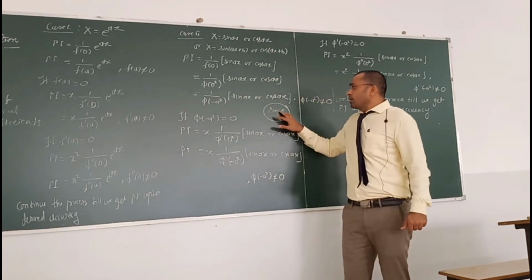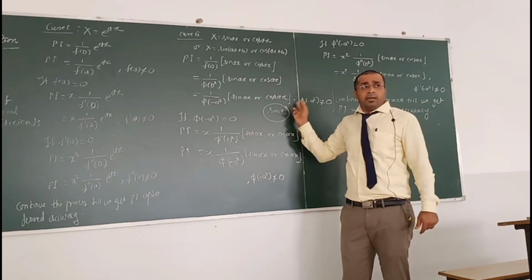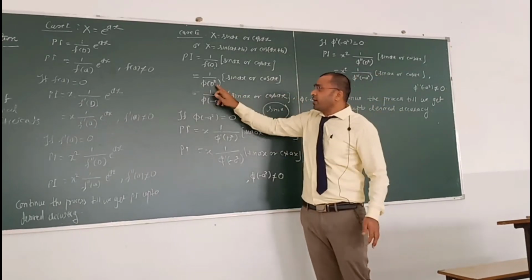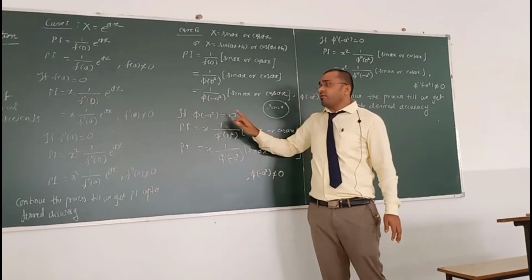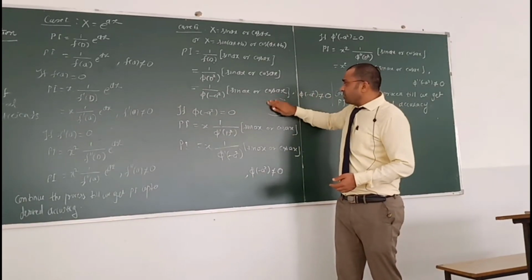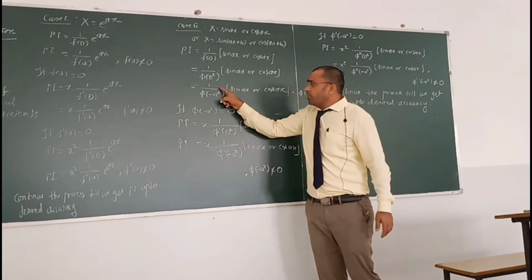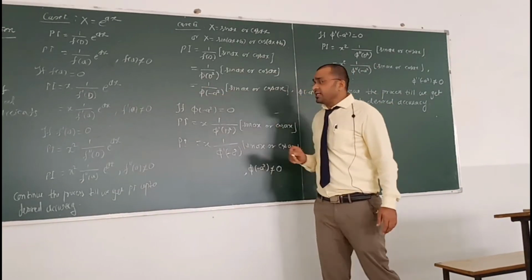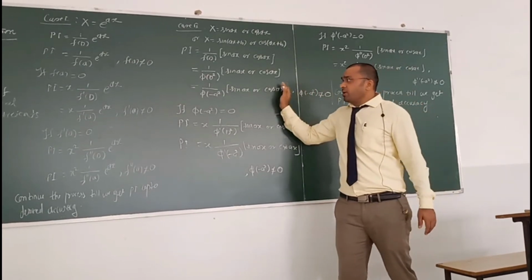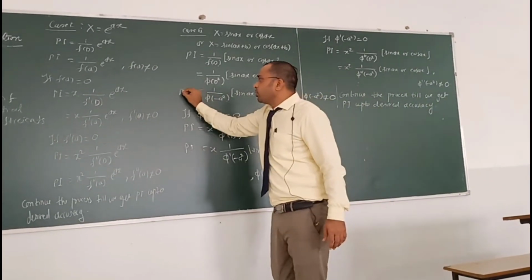That will be 2 square, that will be 4, multiply by the minus sign, that is minus 4. So I will replace the d square by minus 4 whenever we are having a sin 2x. Likewise, again the same thing we will do here, that is this denominator should not be equal to 0, that is phi of minus a square is not equal to 0. Then this will be our required PI, that is particular integral.